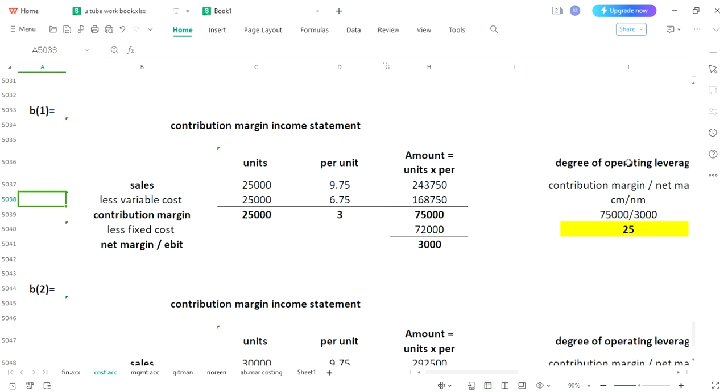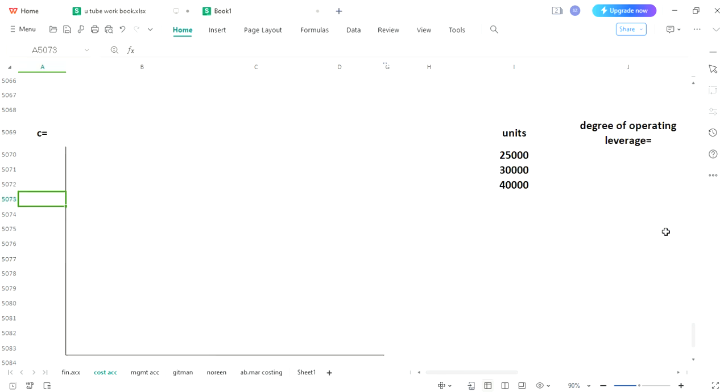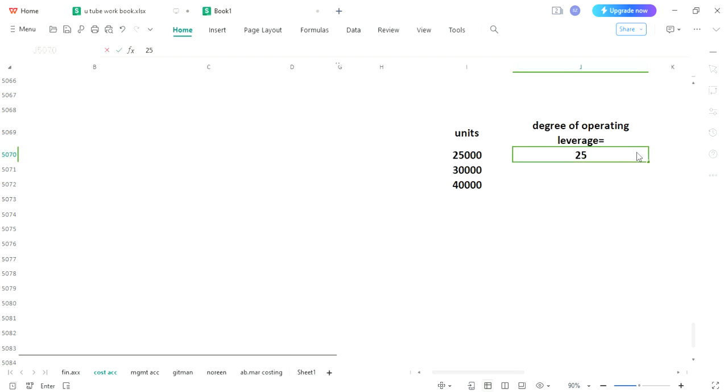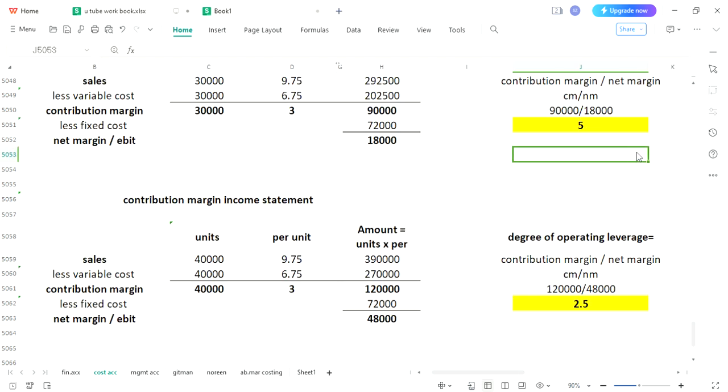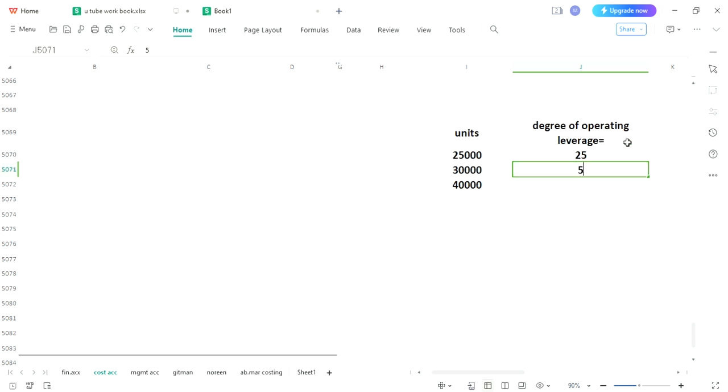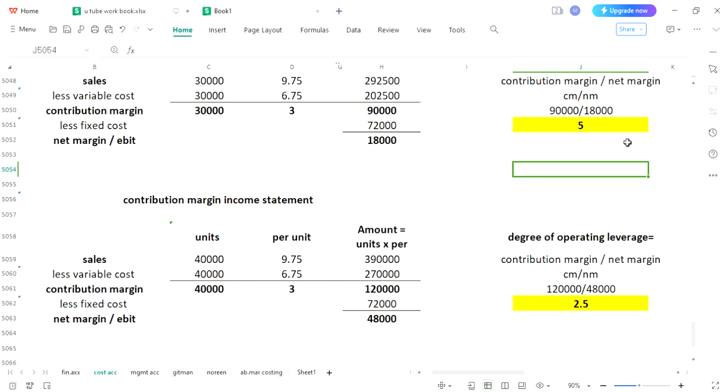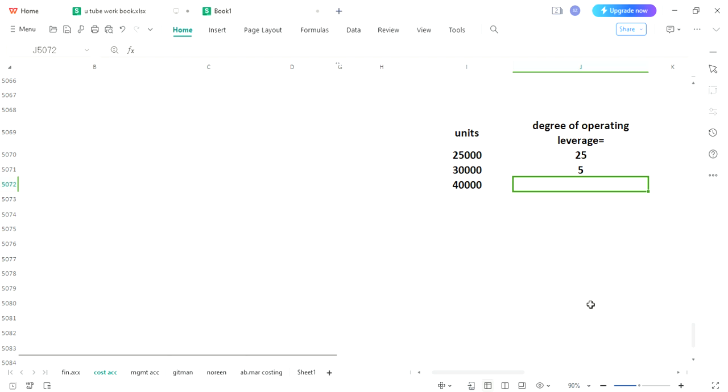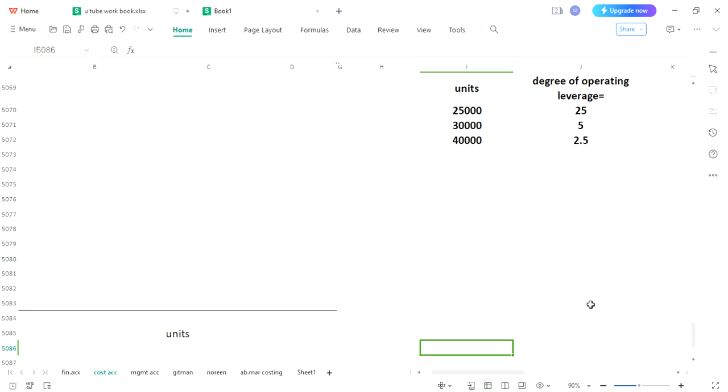Degree of operating leverage for 25,000 was 25. Put over here 25. Degree of operating leverage for 30,000 units was 5. Put 5. And next, the degree of operating leverage for 40,000 is 2.5. In this way, our data has been completed. We will put units over here.